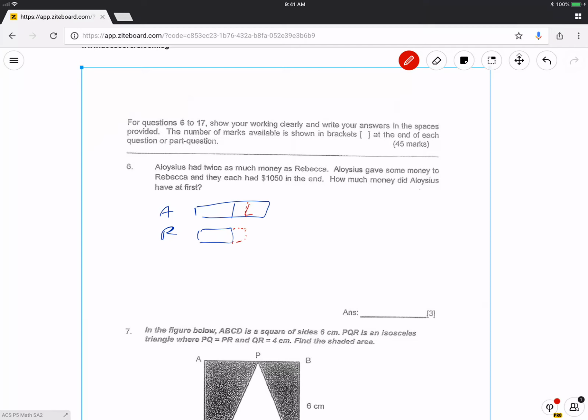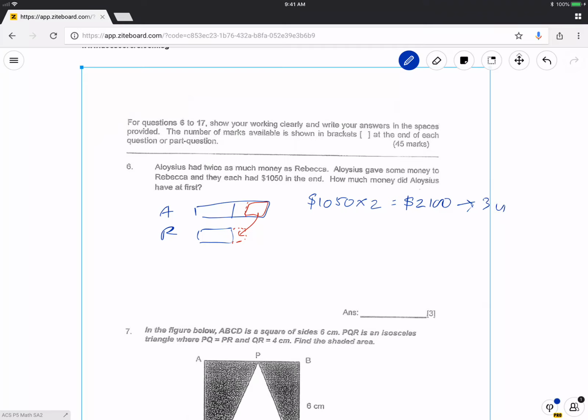So this red color came down, right? And each of them had 1,050. How much money did Aloysius have at first? Now what we have to do is to take 1,050 times 2. This would be $2,100. Now this $2,100 represents 3 units.